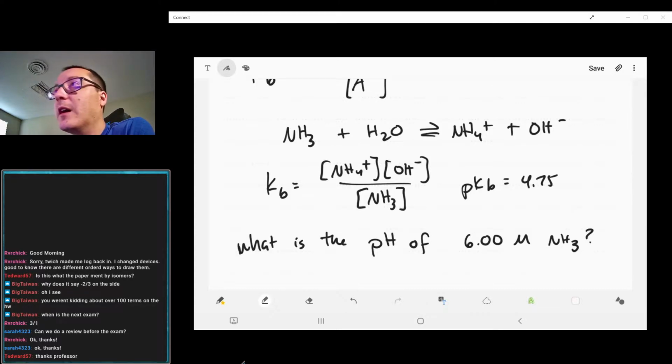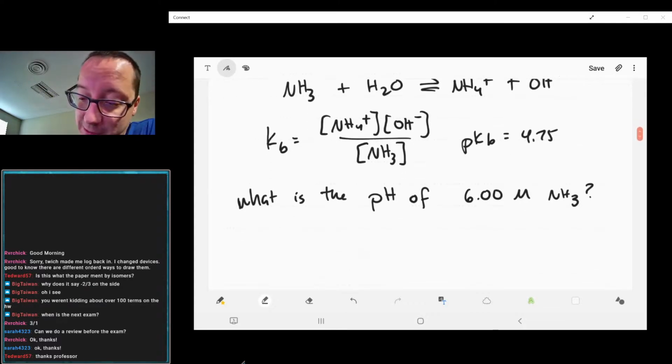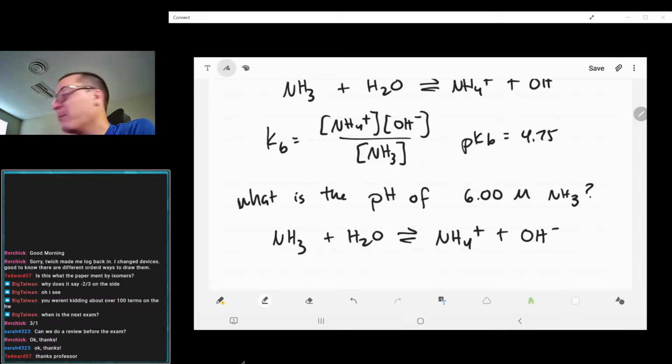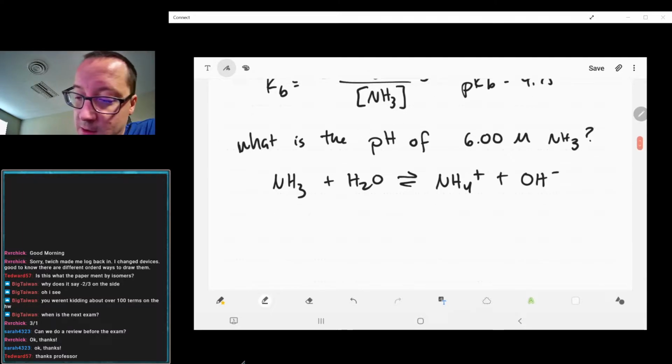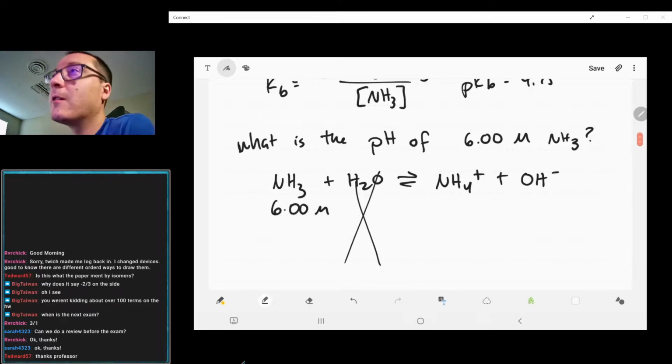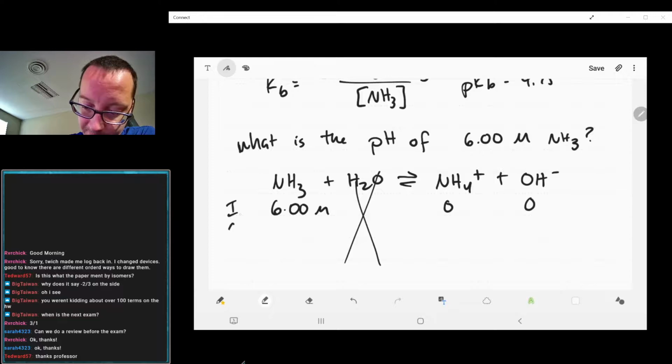Just like before, we're going to want to construct an ICE table. If I were smart, I would have just copy-pasted the whole thing, but oh well. We're going to start with 6 molar here. The water doesn't really matter again because that's not part of our equilibrium expression, so we don't have to include it. We're going to start with nothing for our other ones. Of course, as a result, we'll be subtracting here.